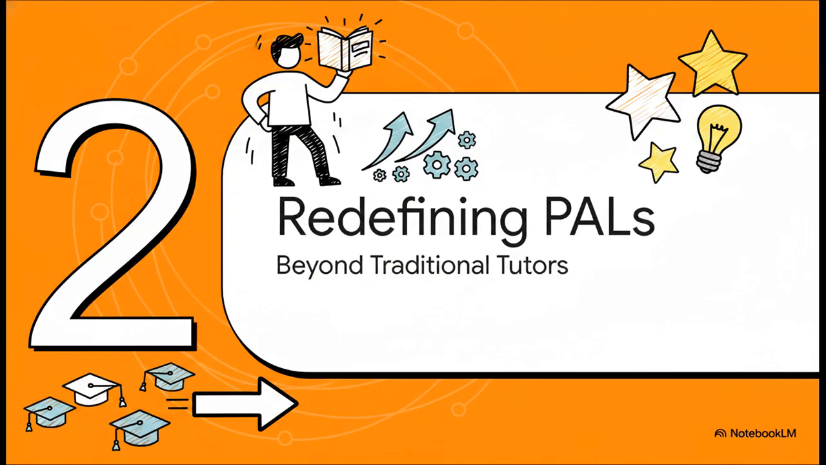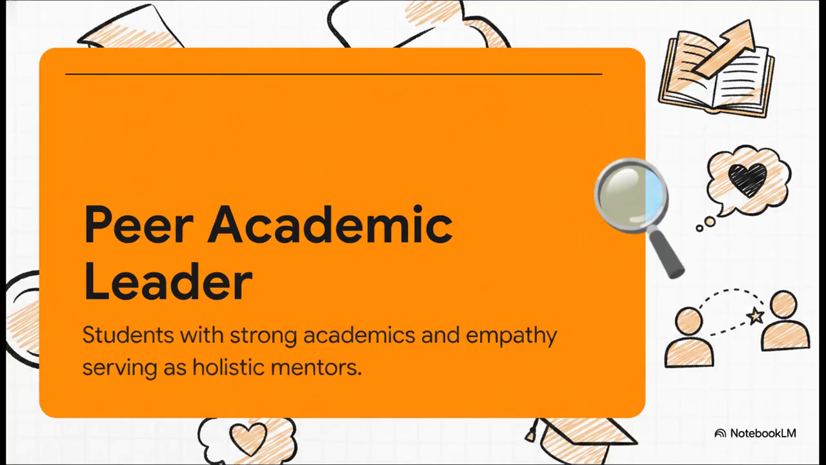Which brings us to Section 2, redefining peer academic leaders. This is where we move beyond traditional tutors. So who actually are these upper-year student leaders? Well, a peer academic leader, or a PAL, is typically a sophomore, junior, or senior. And yes, they absolutely need a strong academic record. We're usually talking a 3.0 GPA or higher. But notice that second requirement there, empathy. They go through a really rigorous selection process where their interpersonal skills are weighed just as heavily as their grades. They serve as holistic mentors, facilitators, and role models for transitioning peers, like first-generation attendees or transfer students.